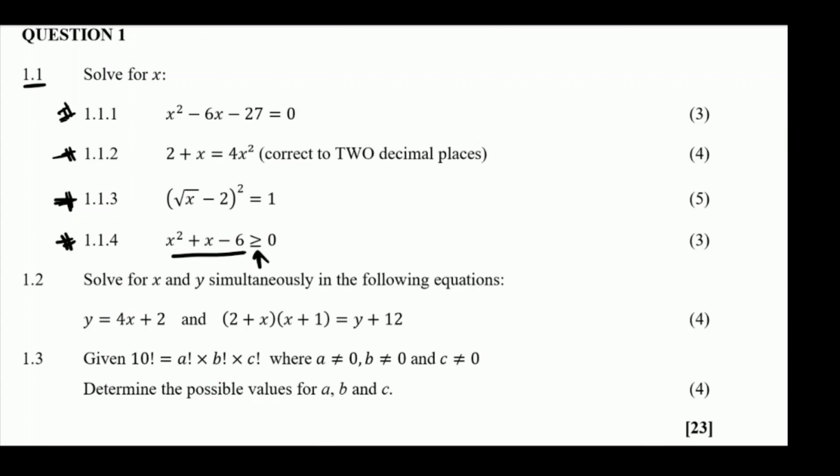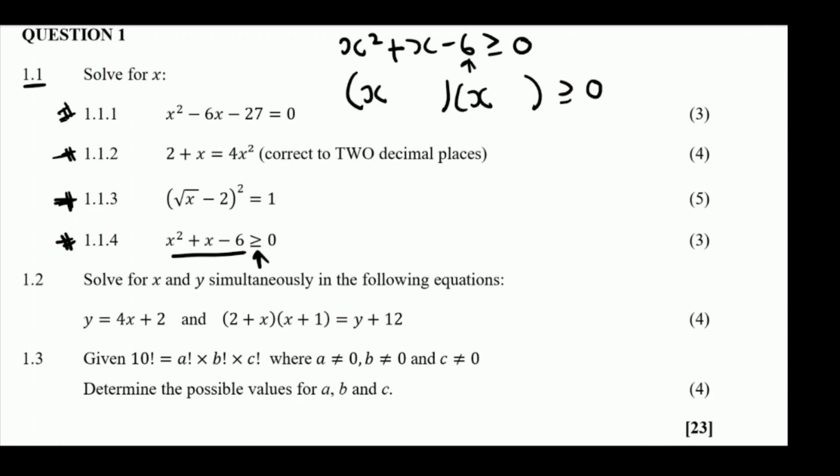Please note that there's an inequality sign here. So we're going to have x squared plus x minus 6 greater or equals to 0. First step is to factorize. So we're going to factorize and find factors of x squared, which is x and x. Find factors of 6 such that they give you the middle term. So it's going to be 3 and 2, right? The bigger number takes the sign of the middle term, and here it's going to be negative.